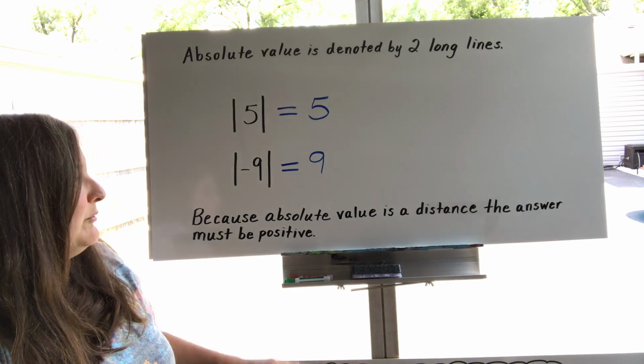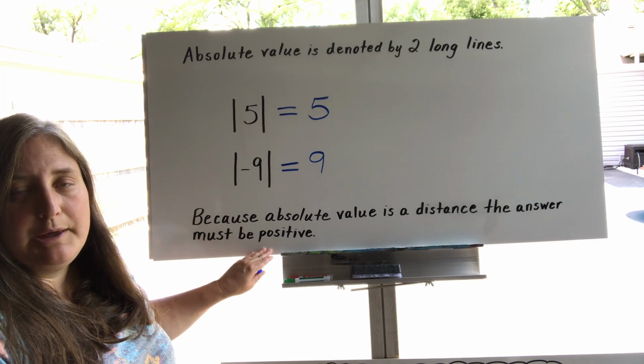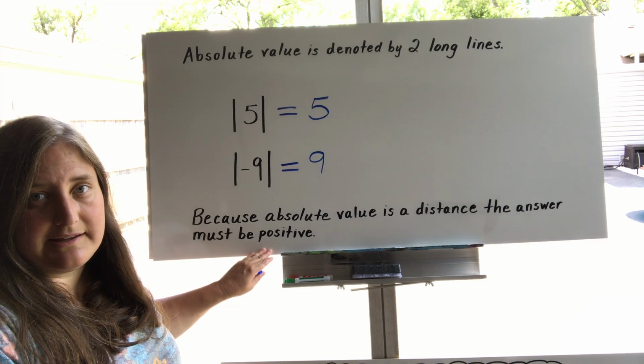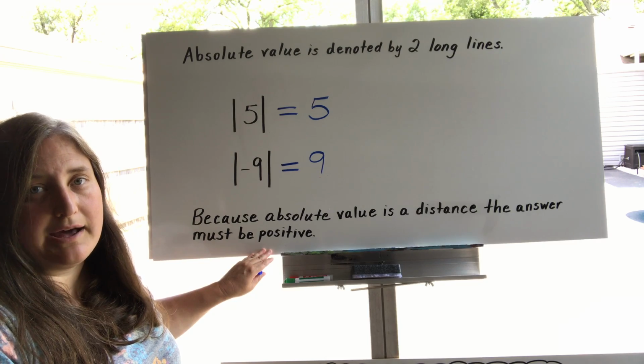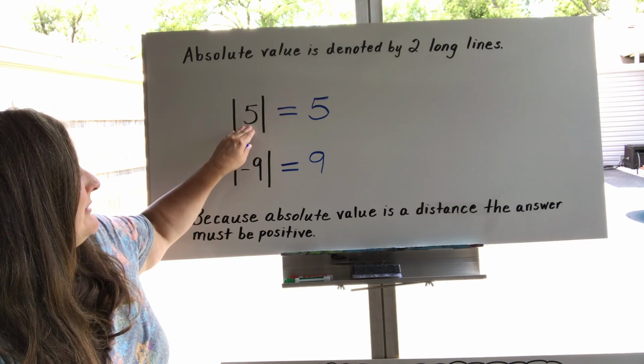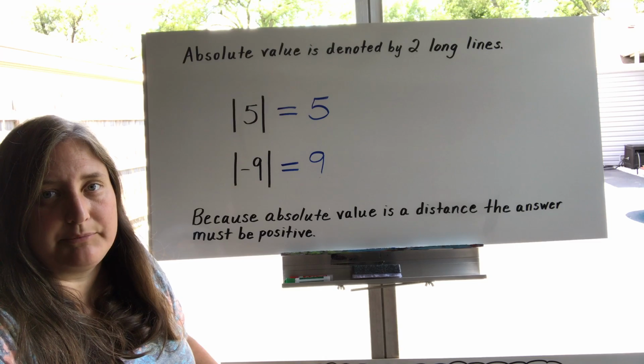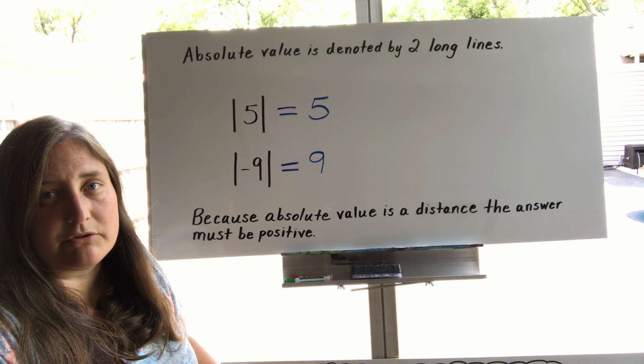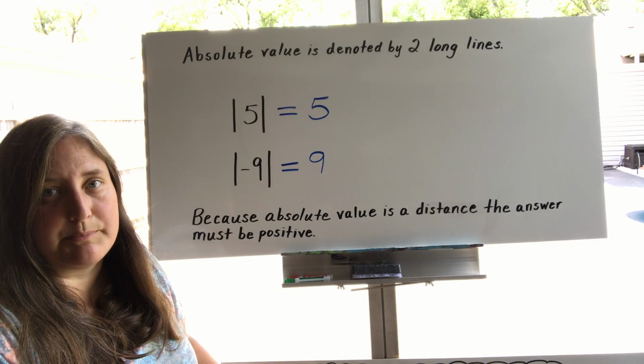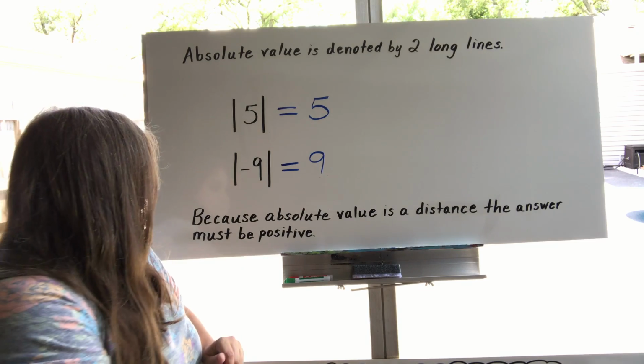Absolute values will always be positive because they represent a distance, and distances are always positive. So you can have a positive or a negative number inside of your absolute value symbols, but the answer will always be positive since it represents a distance.